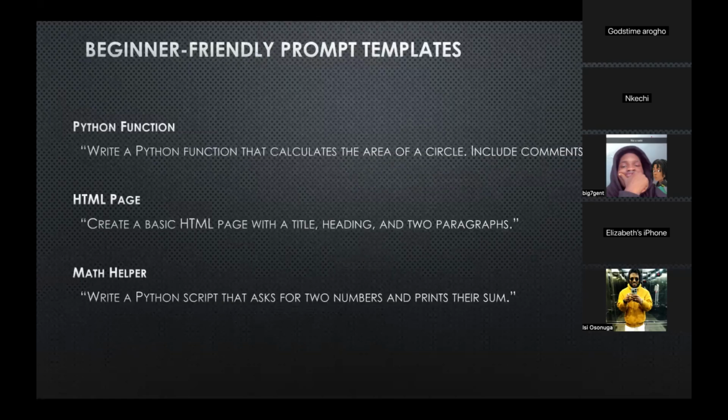Now, beginner-friendly prompt templates. Now, using a Python function, you can say "Write a Python function that calculates the area of a circle. Include comments." Now, what do you mean by comments? I know many of you might be confused about comments. Comments are in the code: as the AI is giving you the code, inside the code it should explain the lines, what each line is for.